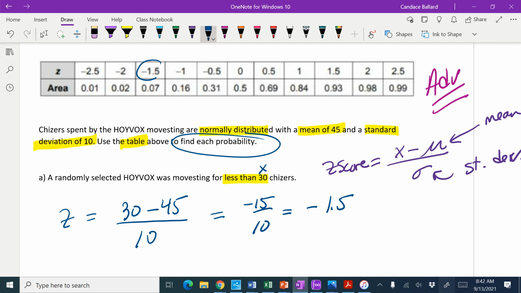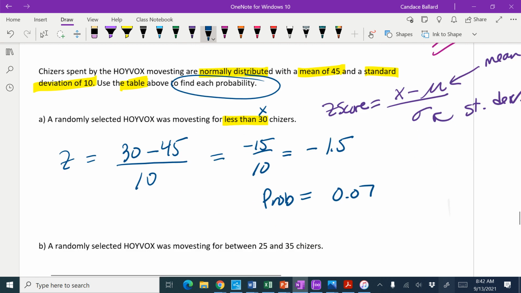1.5. Notice the 1.5 is here, so guess what? There's your probability. So my probability equals 0.07. I'm not going to give you the one that's the weird subtract one. This is going to be really straightforward. I'm going to give you a between one, but I'm not going to do the one that's above. The above one is weird. All right, let's look at the next piece.